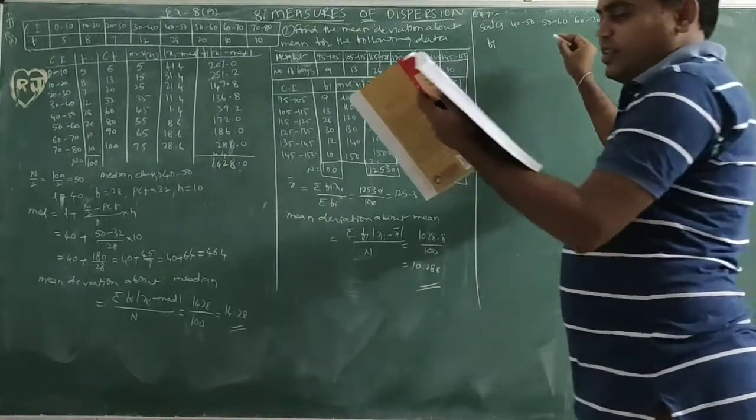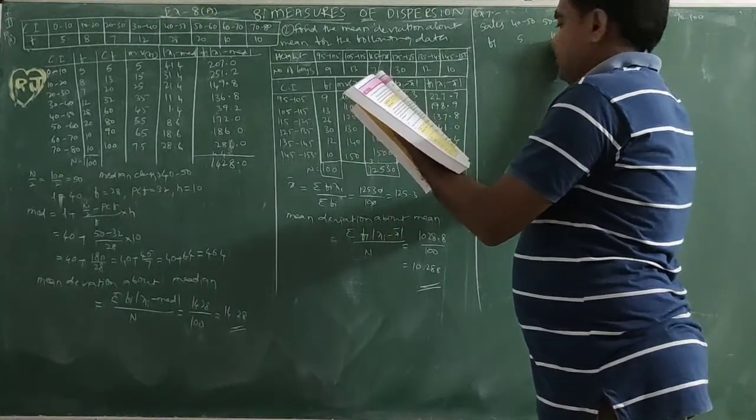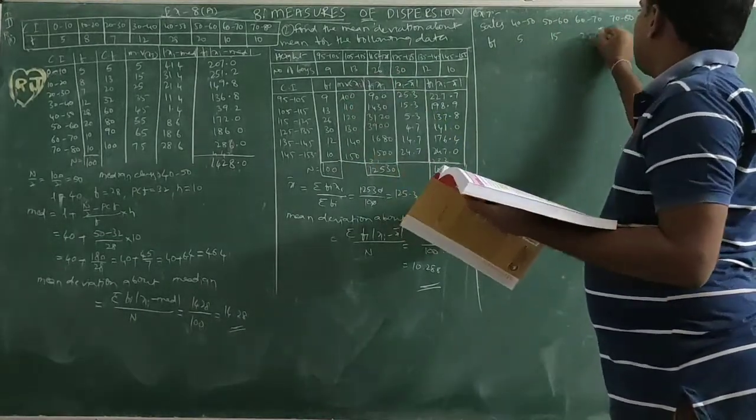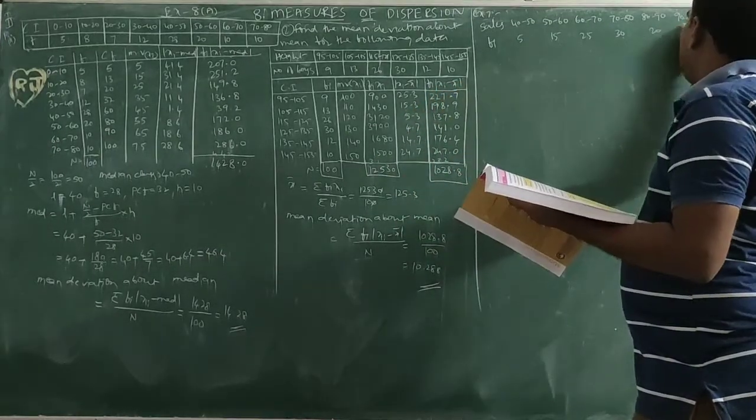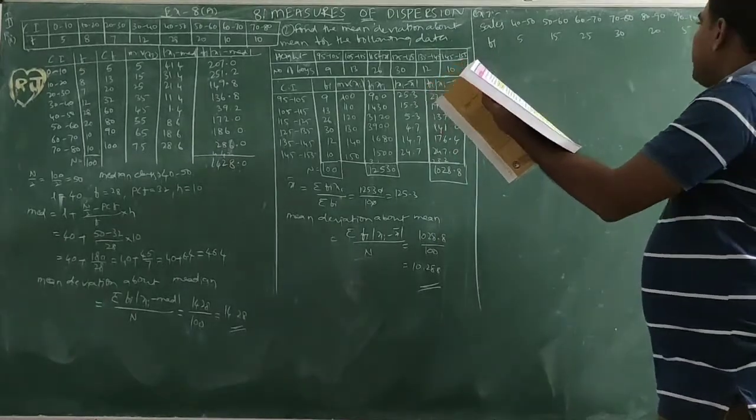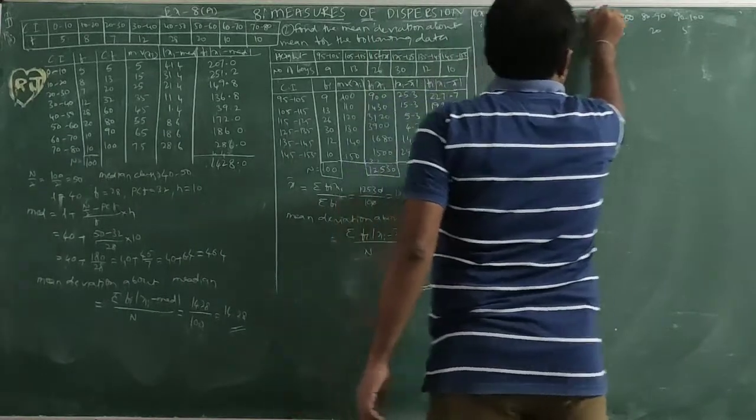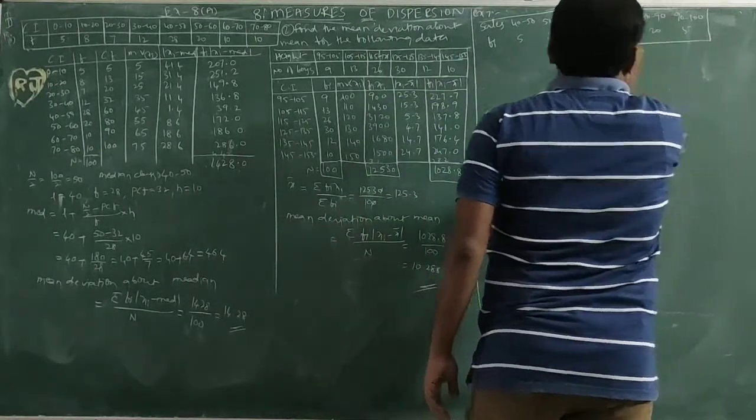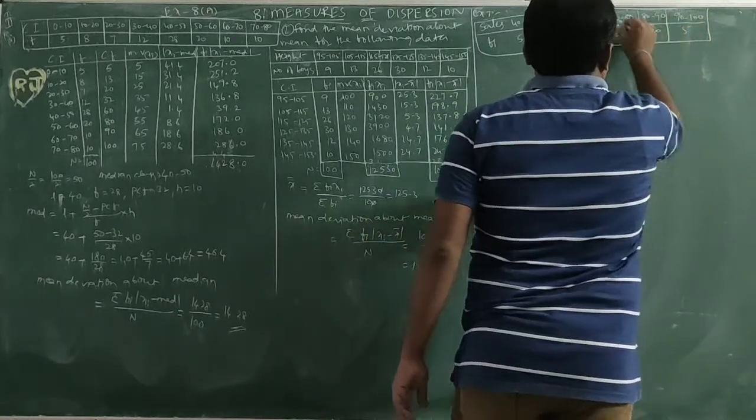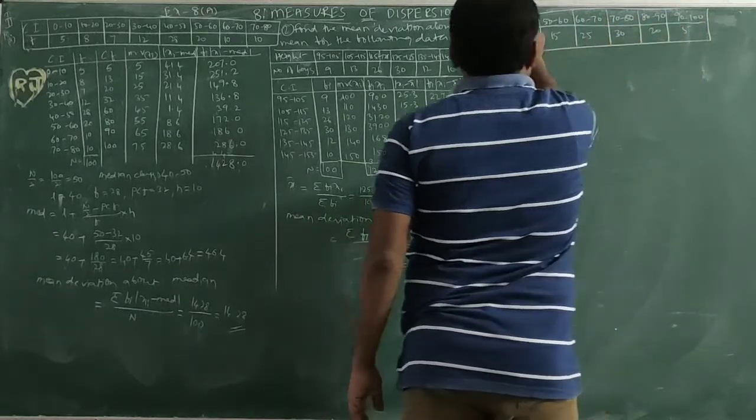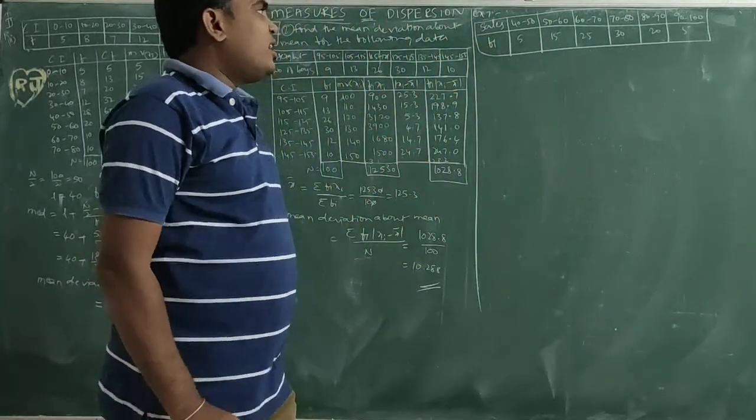The corresponding frequencies are 5, 15, 25, 30, 20, 5. So now for this data we need to find the mean deviation about mean. To find the mean deviation about mean, we first need to calculate the mean.